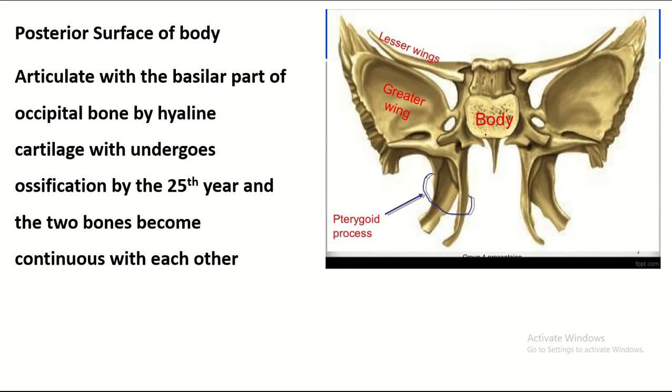The posterior surface of the body of the sphenoid articulates with the basilar part of the occipital bone by a hyaline cartilage, forming a primary cartilaginous joint, which ossifies at the age of 25 years, and after 25 years this joint is not available. So the body of the sphenoid bone and the basilar part of the occipital bone are a continuous structure.